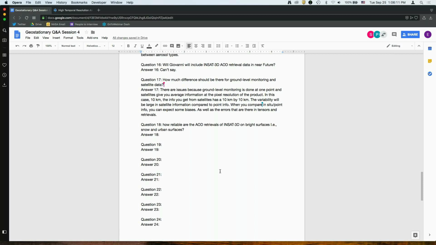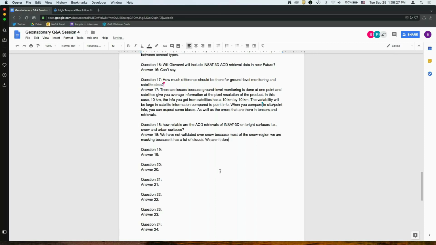Actually, we have not validated over snow, because most of the snow region we are masking, since it has as high an albedo as clouds. So we are not doing retrievals over snow. Over urban surfaces, we can do certain validation, which we have not yet done. However, at 10 kilometer spatial resolution, I really don't see that you will get enough of the urban feature or the urban influence.